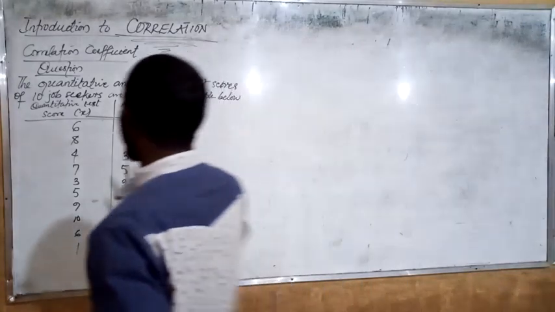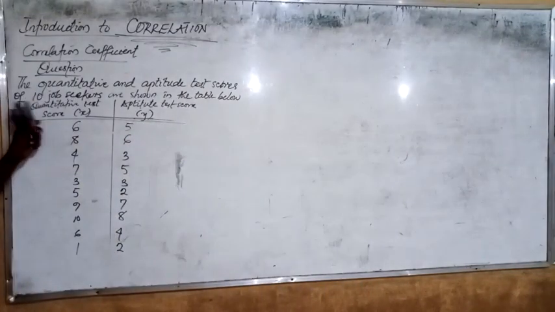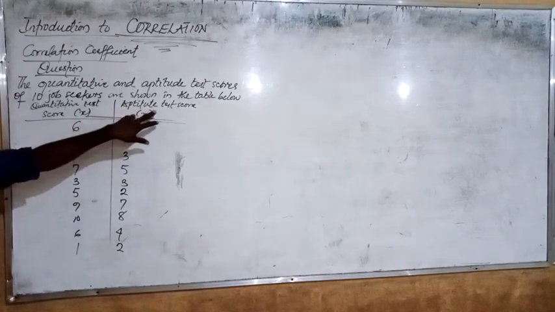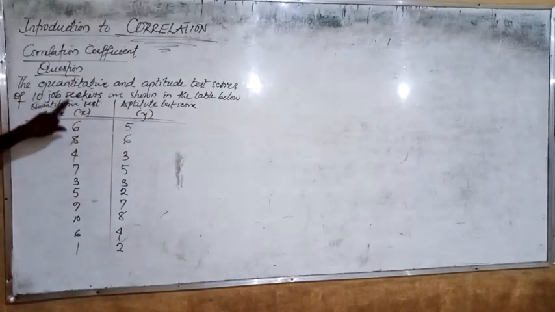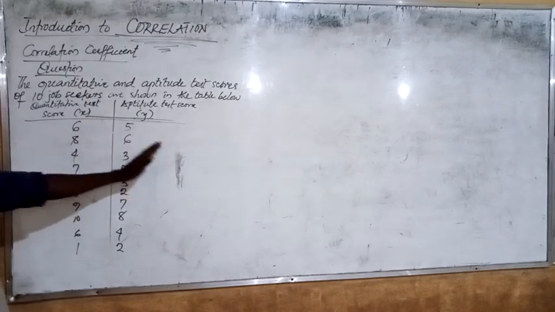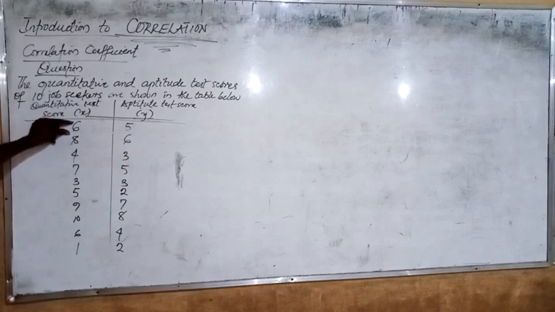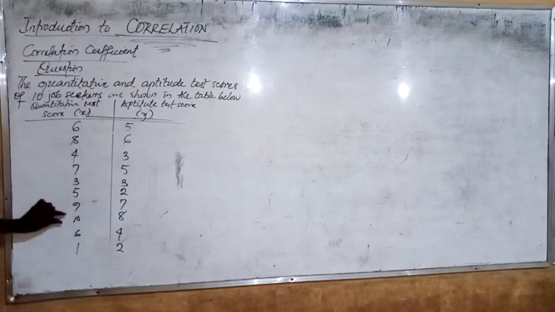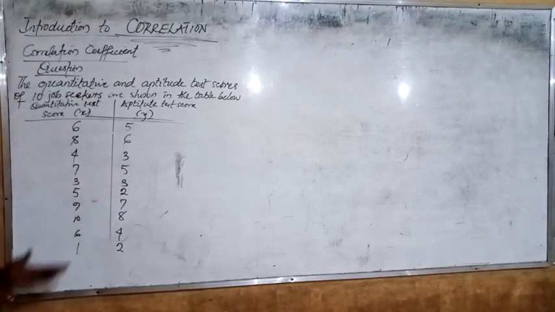This question says the quantitative and aptitude tests of 10 job seekers are shown in the table below. So we want to see if the quantitative test and the aptitude test of, particularly, 10 job seekers are actually correlated. For example, this man scored 6 in quantitative test and had 5 here. This man scored 8 and had 6 here. This man scored 4 and had 3 here. This man had 7 and had 5 here. This man had 9 and had 7 here. This man had 10 and had 8 here. So we want to see if these values are actually correlated.